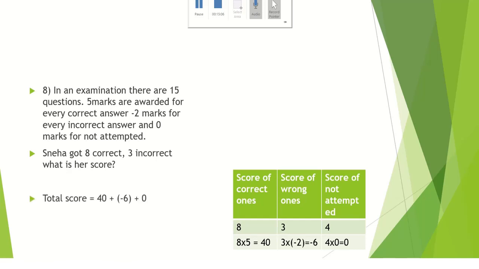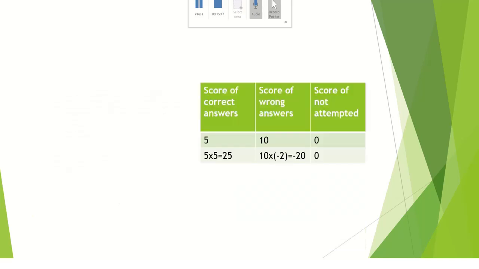Score of not attempted. How will you get the score of not attempted? The total number of questions is 15 here. So 15, 8 plus 3 is equal to 11 questions. The number of attempted questions is 11. So 15 minus 11, which is equal to 4, not attempted. So 4 into 0 is equal to 0. Therefore, the total score is equal to 40 plus minus 6, the negative marks, plus 0, which gives you 40 minus 6. So having different signs, subtract. 40 minus 6 is equal to 34. The score of Neha is 34 marks.